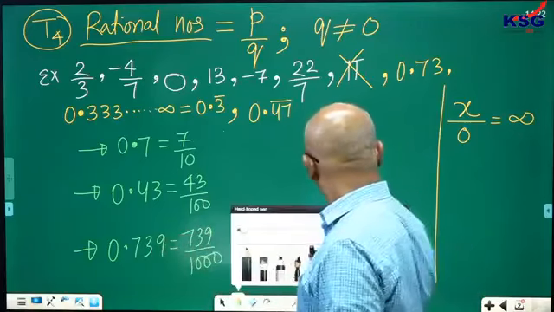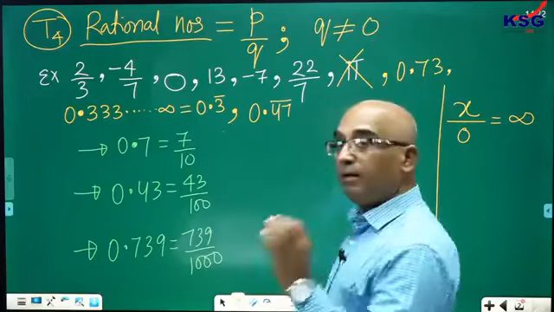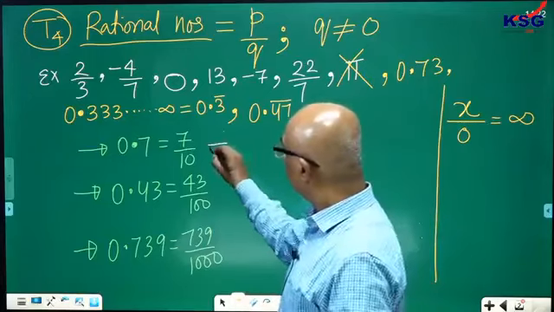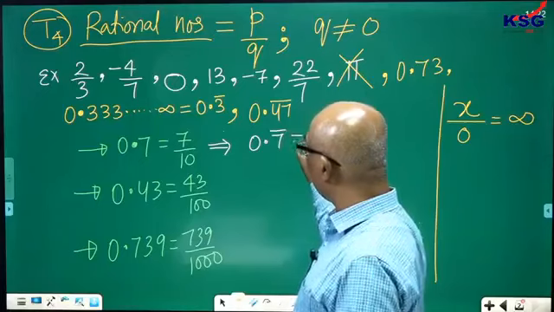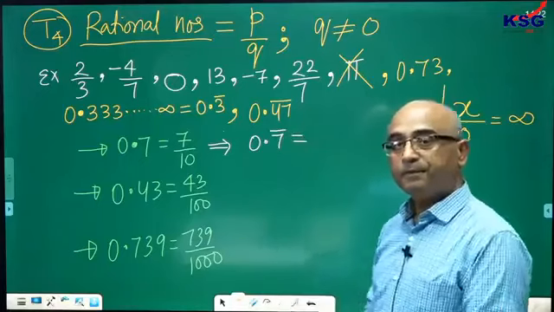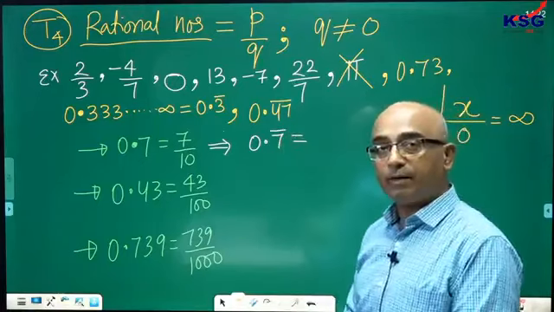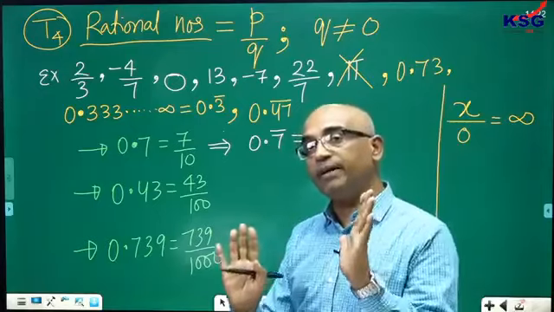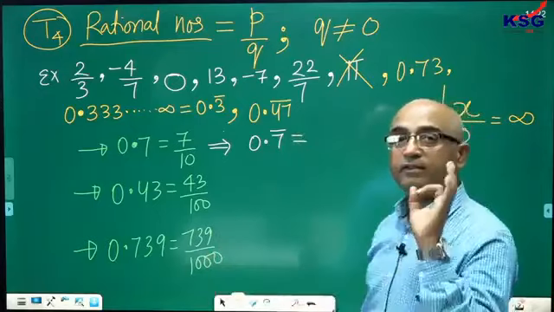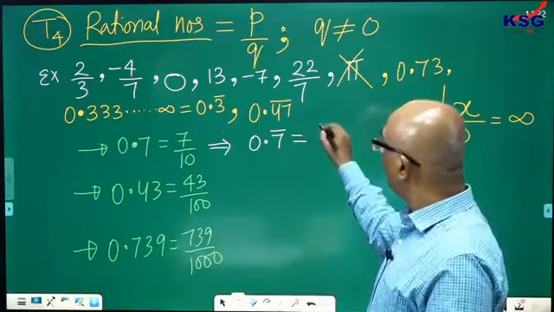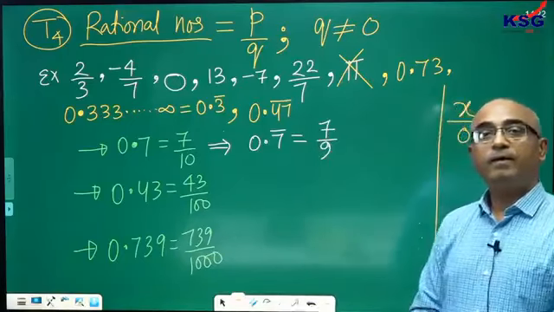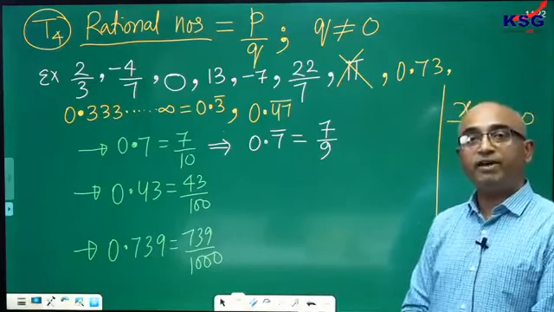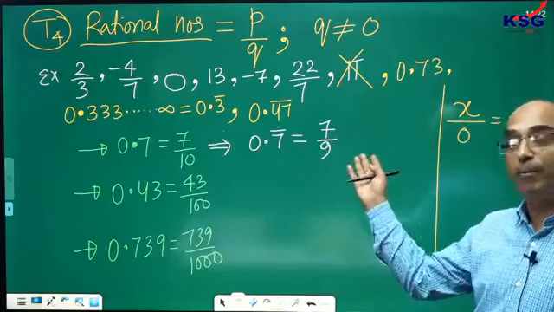Now see how we handle recurring decimals. Let's say the number is 0.7 bar. Here one digit is under the bar. Students, the method is very simple. If one digit is under the bar, then put 9 in the denominator. This is the value of the recurring decimal 0.7 bar as a rational number.